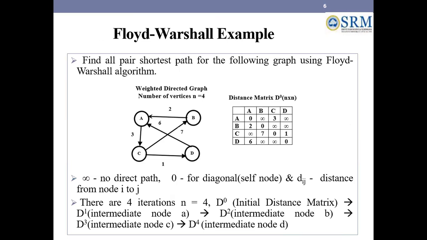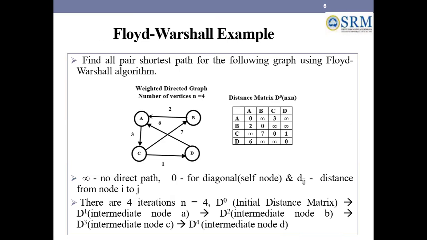If there is a single edge between two vertices i and j, we take the cost. If there is no single edge, we assign infinity. For D, there is only one outgoing edge: D to A is 6. The remaining are infinity. D to B is infinity, no single edge, and D to C is infinity, no outgoing edge from D to C. D to D, the same node, is always 0. So like that we have to fill the matrix: infinity for no direct path, 0 for the diagonal self node.